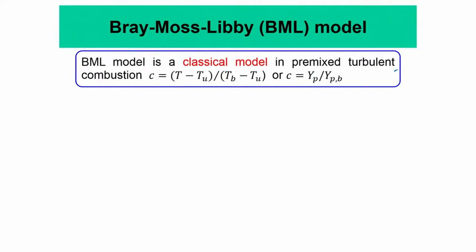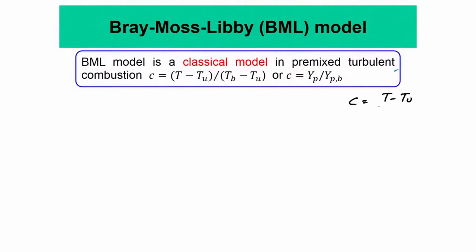It starts with the definition of a progress variable, which is essentially a non-dimensionalized reactive scalar variable. The advantage is that if you define C, the progress variable, in this manner, C is equal to T minus TU over TB minus TU, where TU is the unburnt temperature and TB is the burnt gas temperature for the turbulent flame. Typically, if there is not much heat loss, then TB will correspond to the adiabatic flame temperature, and TU is the unburnt gas temperature. These are fixed values, they do not fluctuate. So we can define C in this manner, and then the advantage is that C always varies between 0 and 1.